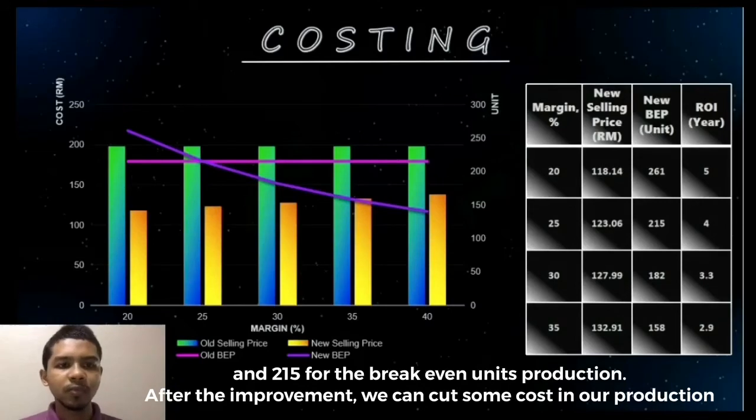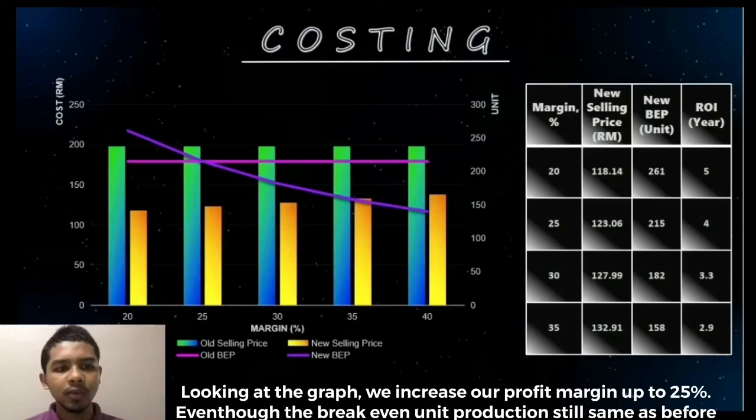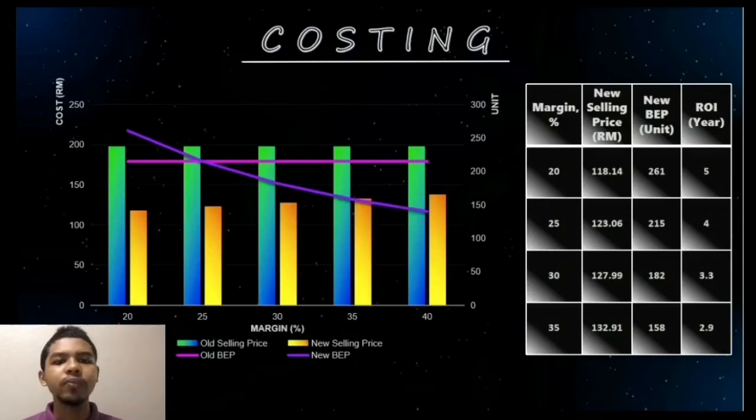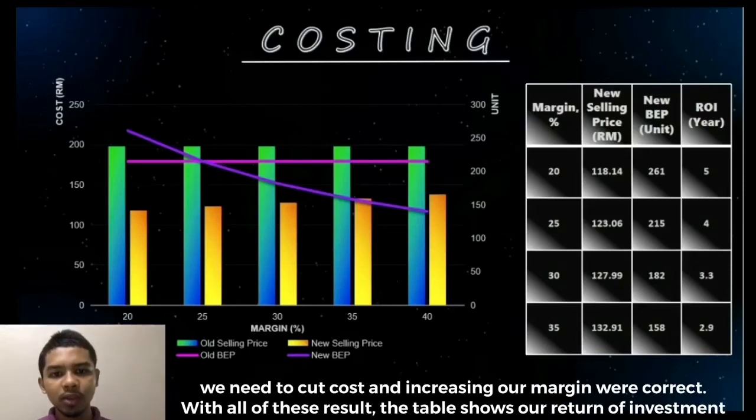After the improvement, we can cut some costs in our production. Looking at the graph, we increased the profit margin up to 25%. Even though the break-even units of production are still the same as before, we get the return of investment in only 4 years. So as we can see, the result of the last economic analysis, which stated we need to cut costs and increase our margin, was correct.